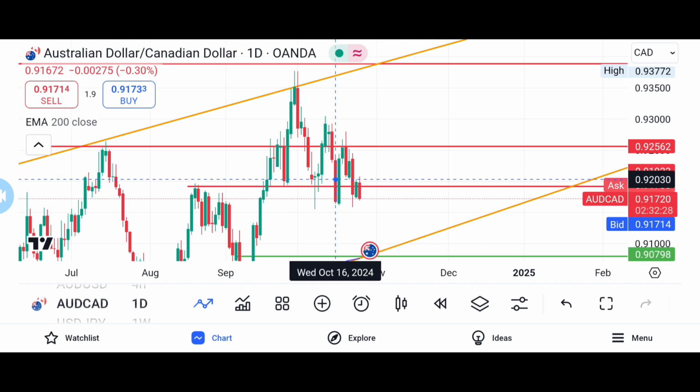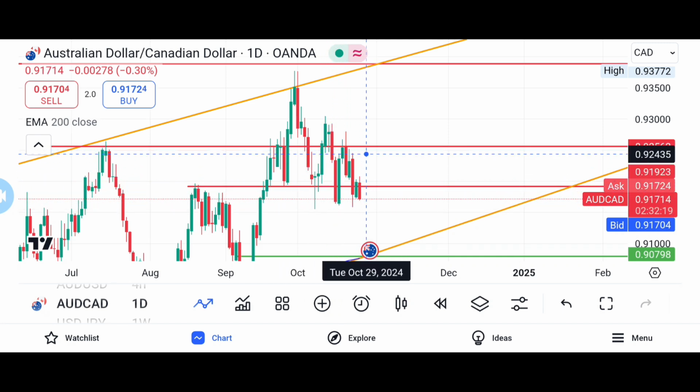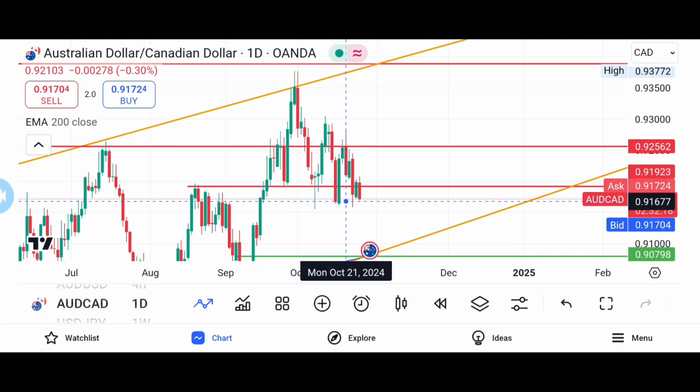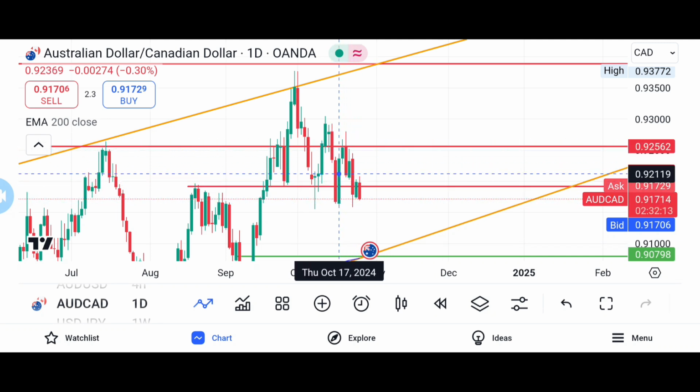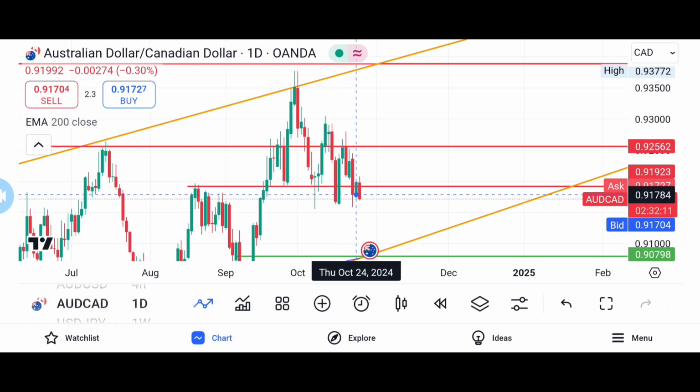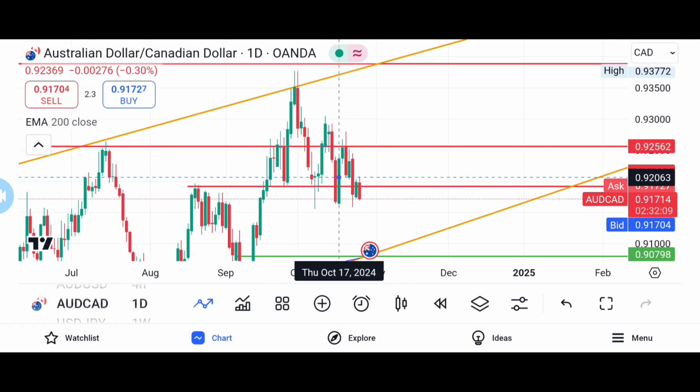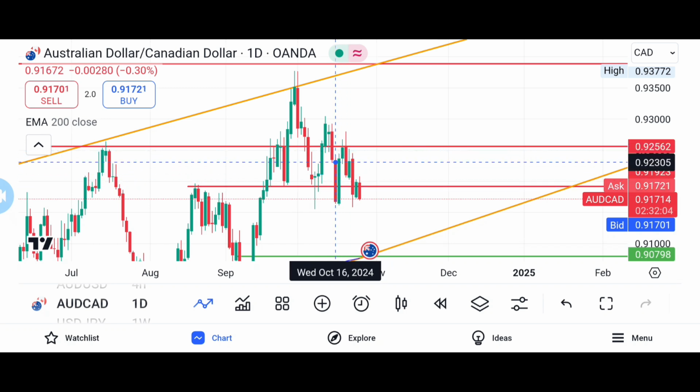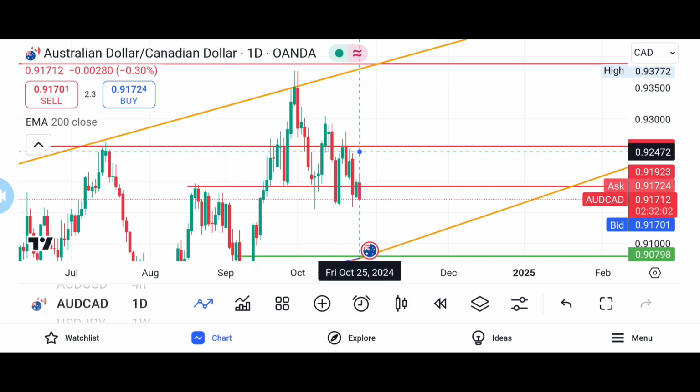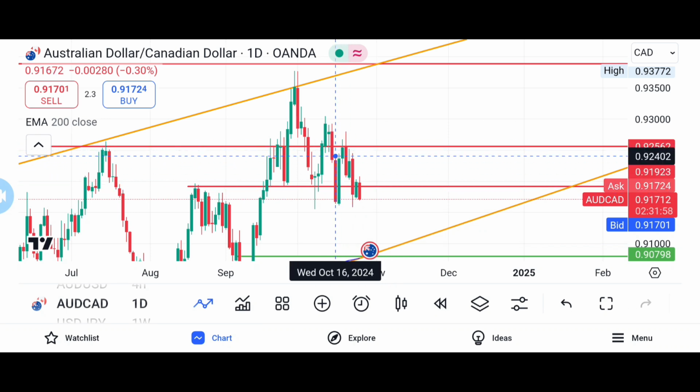What does this represent? It represents that sellers are in control. It represents that now we are looking for sales opportunities. So guys, if you are watching this pair AUDCAD, I still insist, look for sell opportunity.